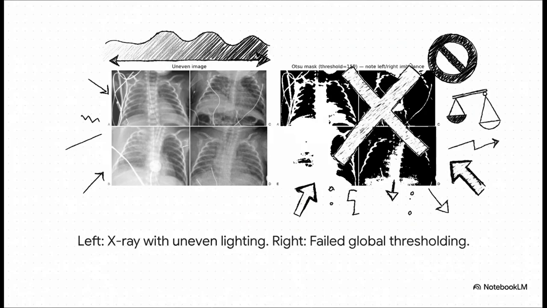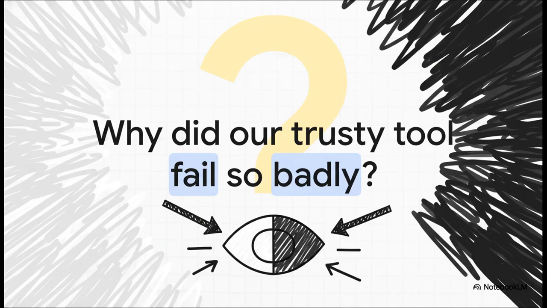On the left, you've got a chest x-ray, and you can see right away the lighting is all over the place. It's way brighter on one side. Now on the right, that's what happens when we use a standard global method, in this case, Otsu's thresholding. Because it's trying to find just one single brightness cutoff for the entire image, well, you can see the result. It's a complete mess. And this really begs the question, right? Why did a tool that usually works pretty well just completely fall apart here? The whole left side is just blown out with white pixels, and the right is almost totally black.